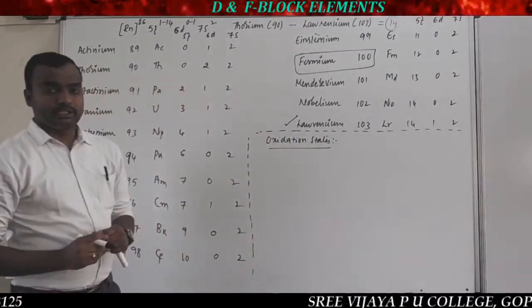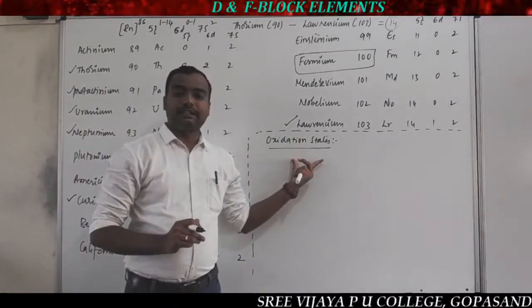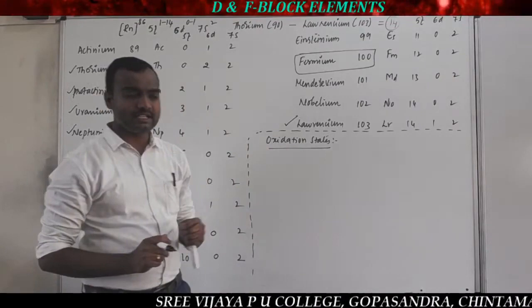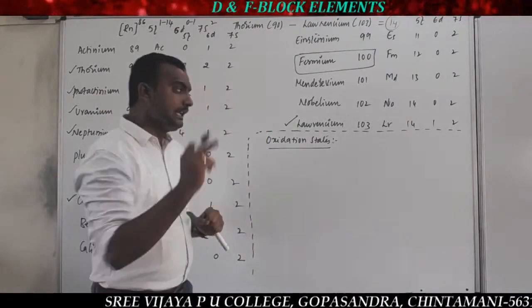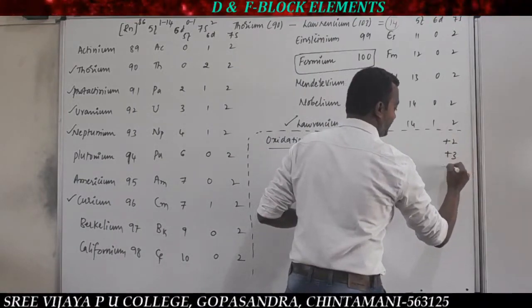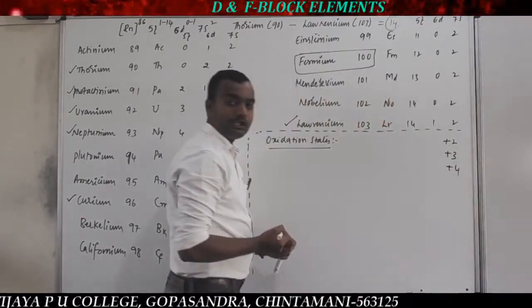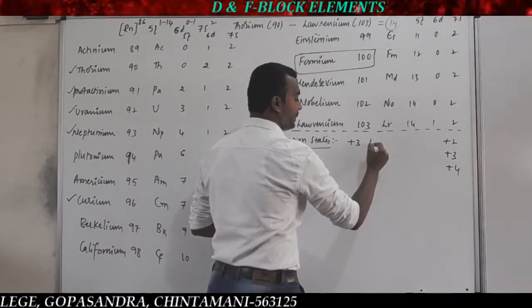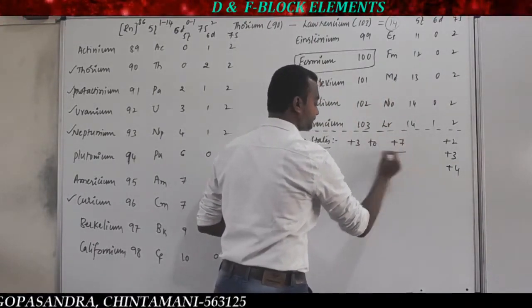So, compared to lanthanides, a very important question: the actinides show a greater range of oxidation states compared to lanthanides. In the case of lanthanides, what are the possible oxidation states? That is +2, +3 and +4. So in the case of the actinides, the oxidation state ranges from +2 to +7.